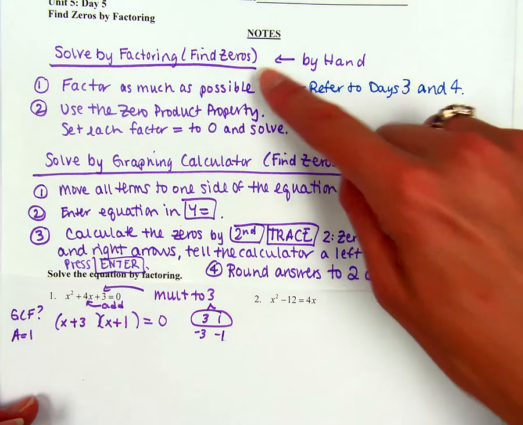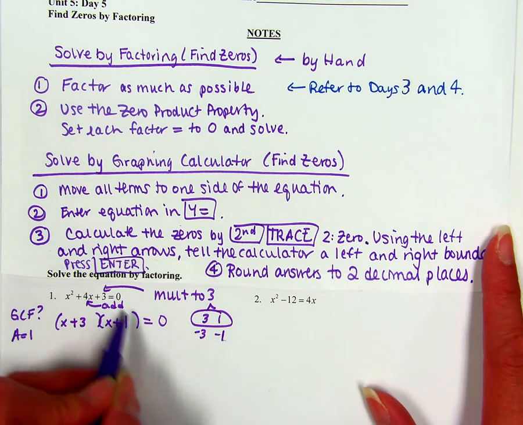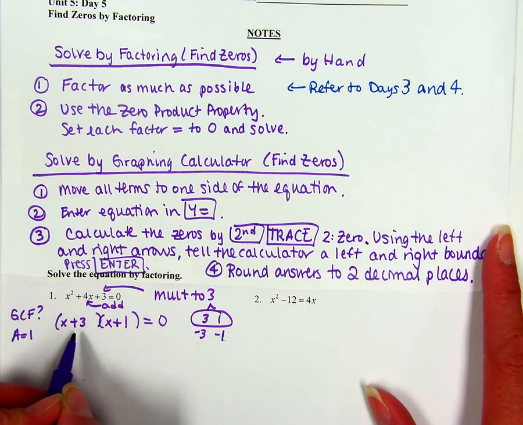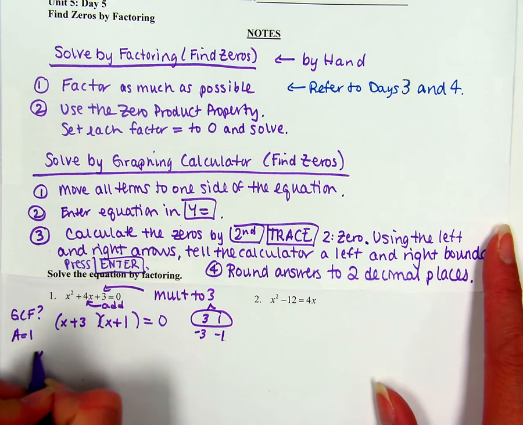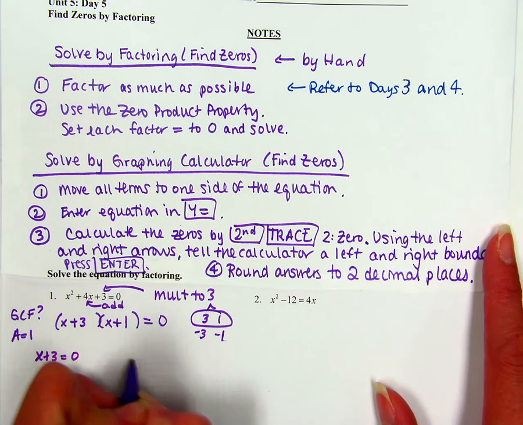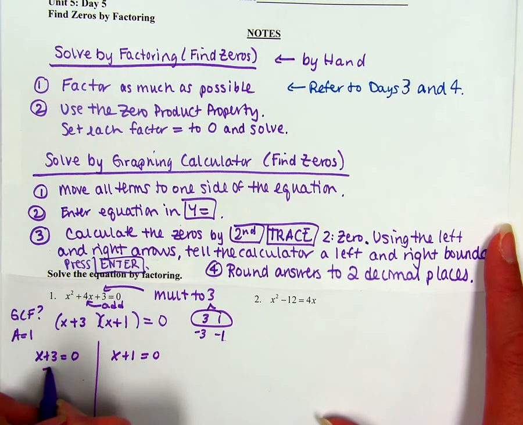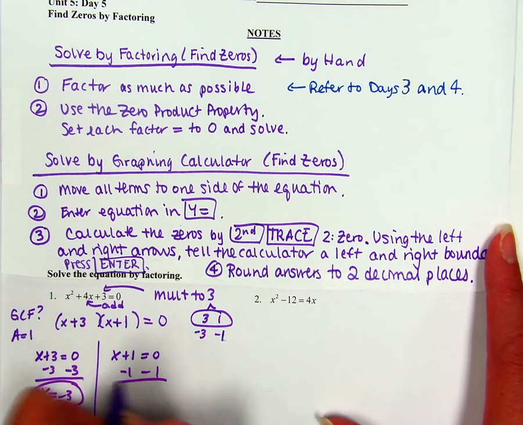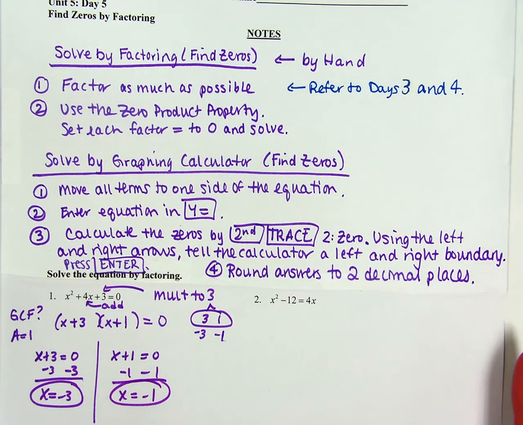So that's step 1, factor. Step 2, use the zero product property. Something times something equals 0. Well, that something has to equal 0, or this something has to equal 0, or both. So we're going to set x plus 3 equal to 0, x plus 1 equal to 0, and figure out what would be the value of x. All you're doing is solving for x, and you guys should know how to solve equations. So your answers are negative 3 and negative 1.